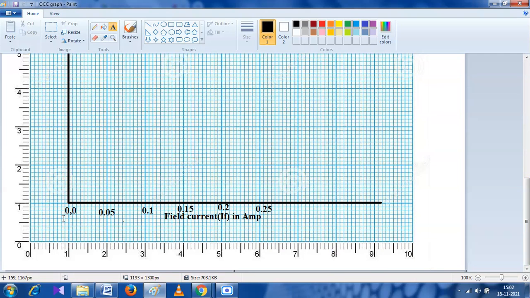This is 0 point, and this is 0.05 voltage. Then tell me what is the smallest division along x axis. एक छोटा घर का वैल्यू कितना है? 0.01. कितना घर है यहाँ पर देखिए?